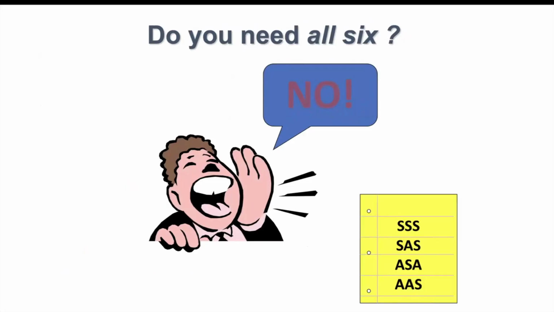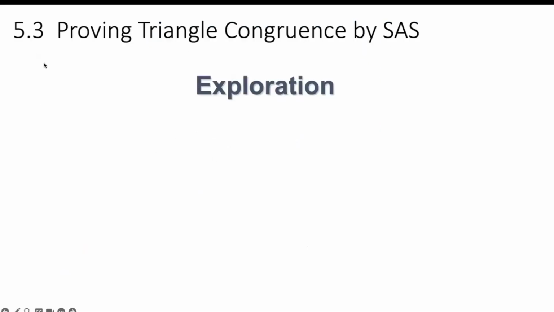There's only four here, but we don't have to worry about all that because in this section, we're just going to talk about something called SAS, and that's the title of the section. So 5.3, we're going to prove triangles congruent using SAS. So let's start by talking about exactly what that means. Okay, so we need sides and angles, right? Three sides, three angles. So the S stands for sides, the A stands for angles. So we need side, angle, side is what it stands for. So we need two sides and an angle.